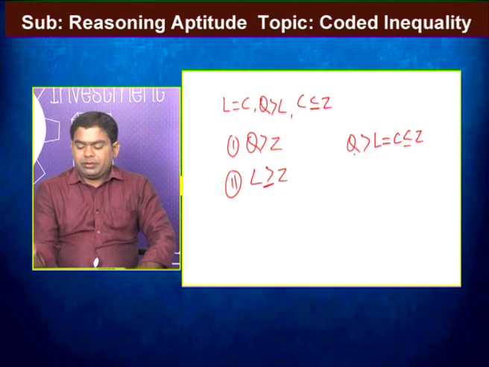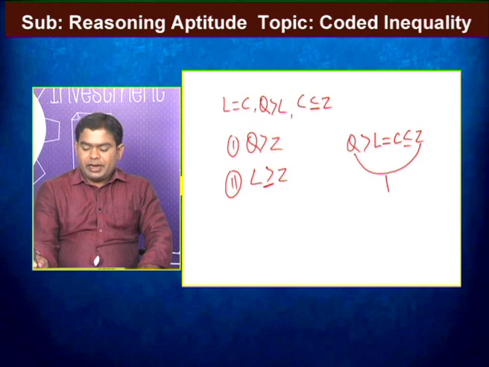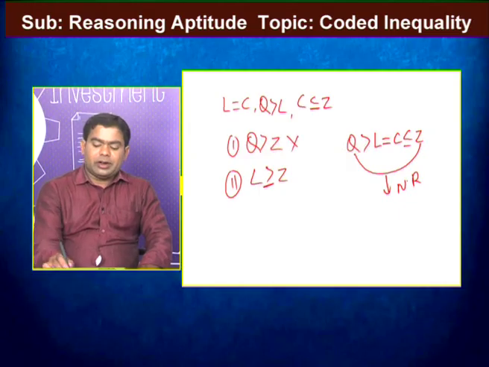In this combined statement, we verify the relation between Q and Z. So already we know that between any two terms, if opposite inequalities are there, simply no relation. No relation means the conclusion does not follow.